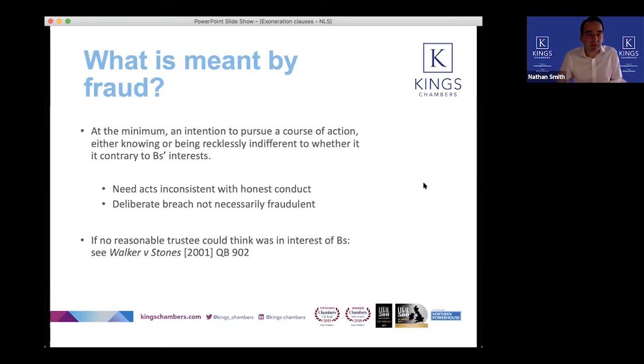And it also follows from that, of course, that a deliberate breach of trust isn't necessarily fraudulent if the trustee does it honestly believing that it is in the interests of the beneficiaries. There is, of course, a limit to that principle, and that's set out in the Walker and Stones case. And indeed, if no reasonable trustee could have taken the view that what was done was in the interest of the beneficiaries, then it will still be fraudulent, irrespective of whether or not that particular trustee happens to believe he or she was acting honestly.